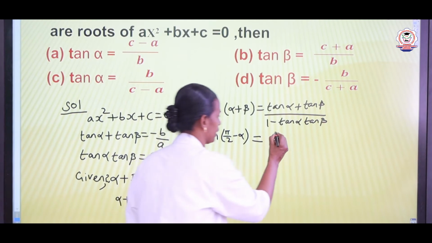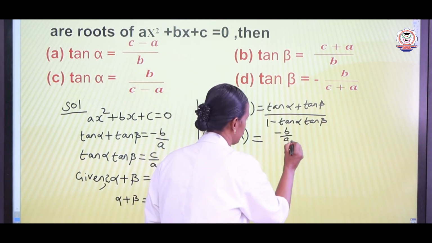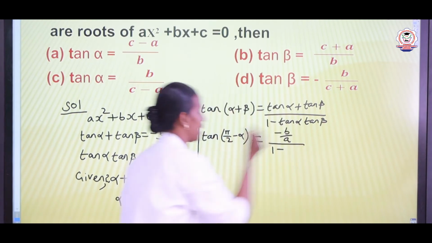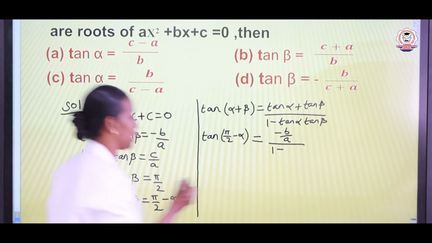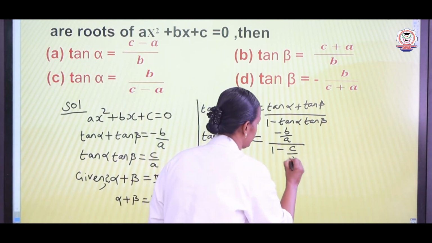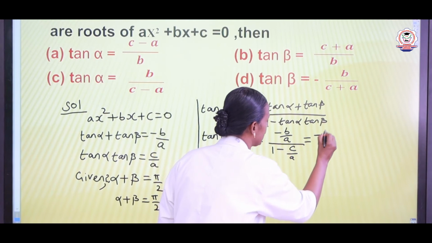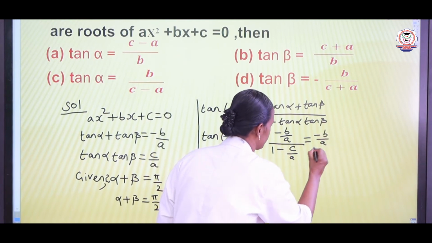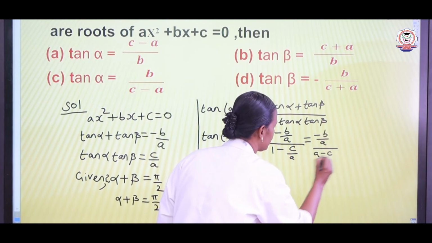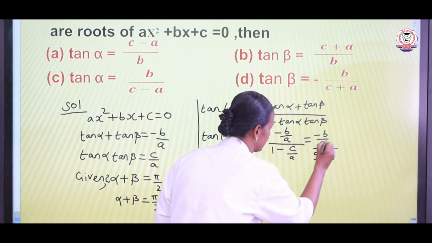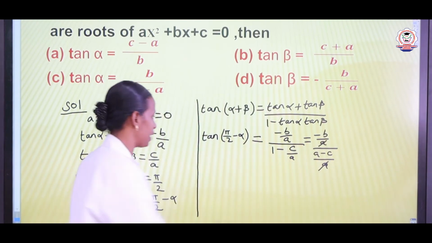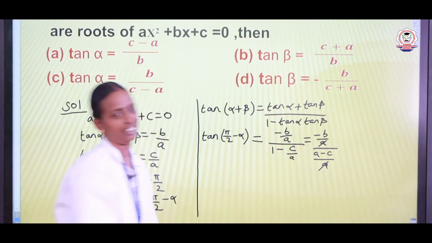Minus b by a divided by 1 minus tan alpha into tan beta, whose value is c by a. So, this is nothing but minus b by a divided by a minus c by a. A gets cancelled.